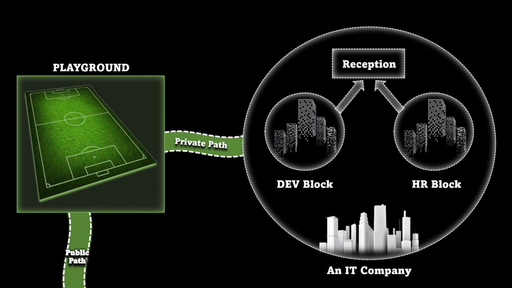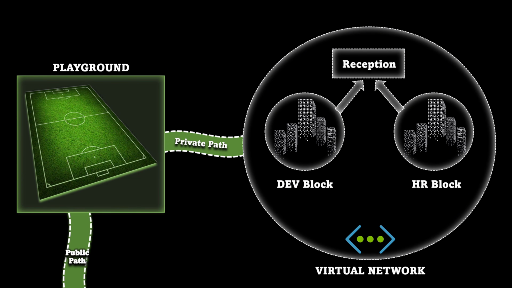In this scenario, you can think of this entire IT premises as a virtual network. A virtual network works just like an IT company in this scenario, which means that it is a private space where only authorized resources exist and can communicate with each other. So in the cloud, we can configure this private space by creating a virtual network.